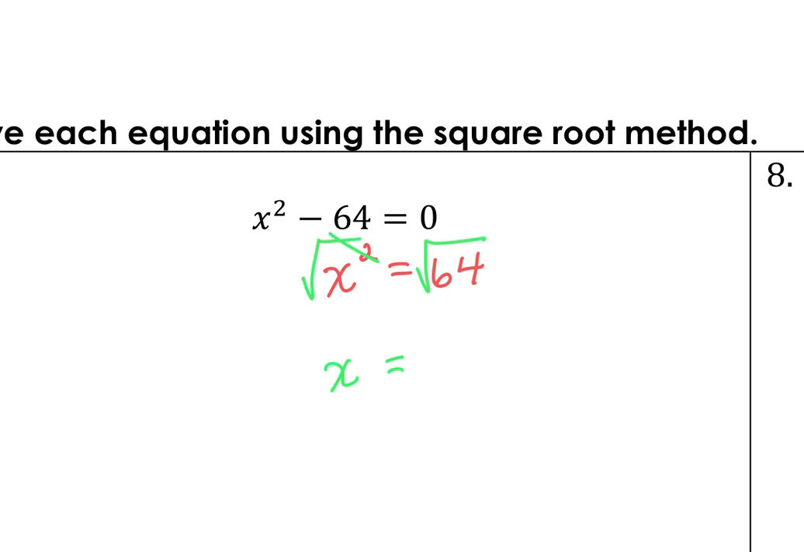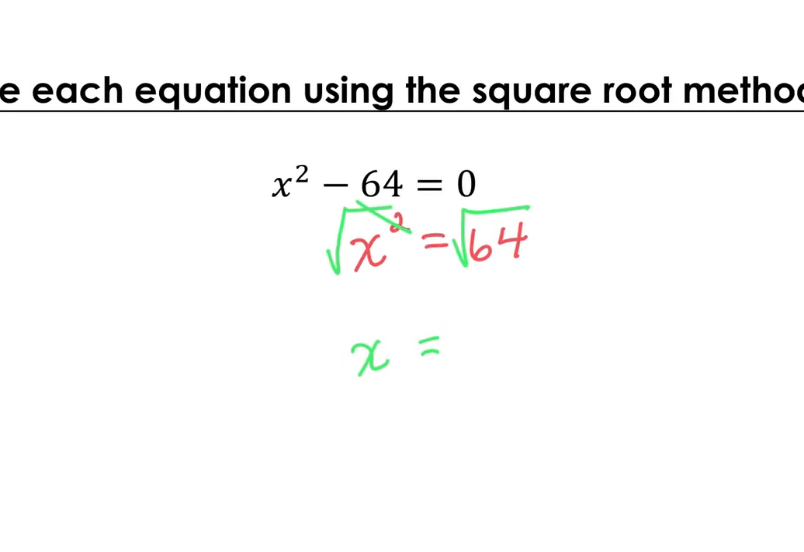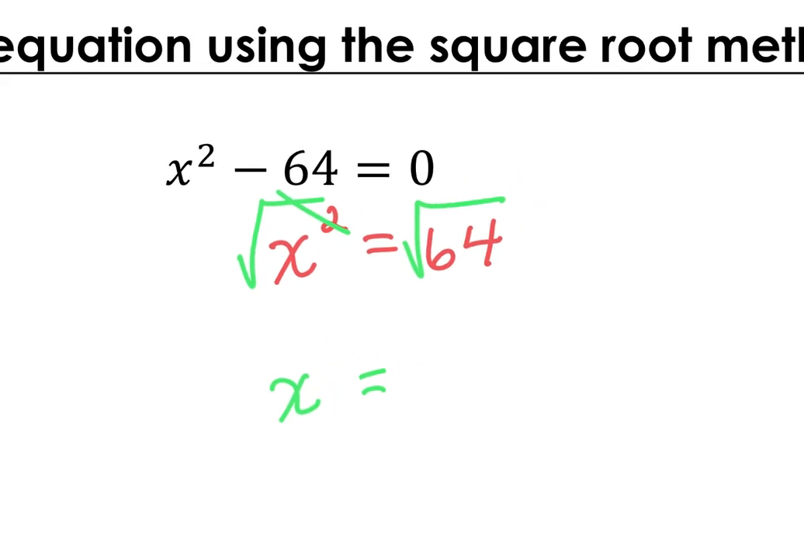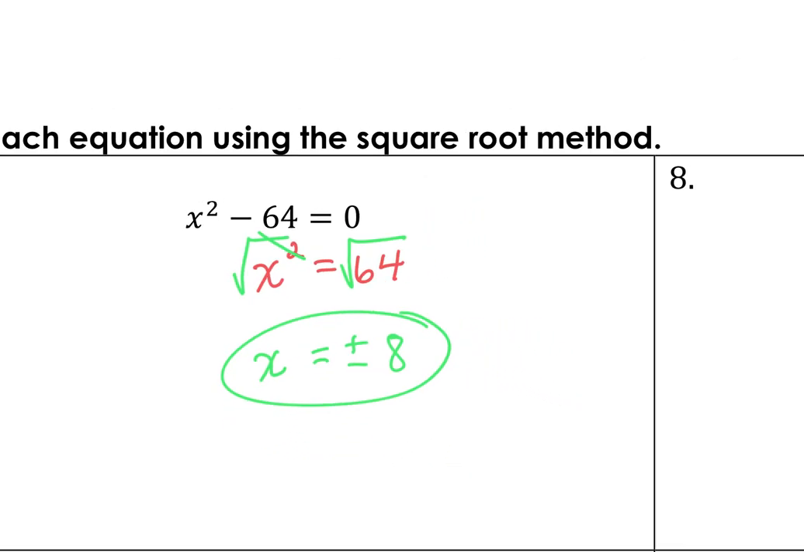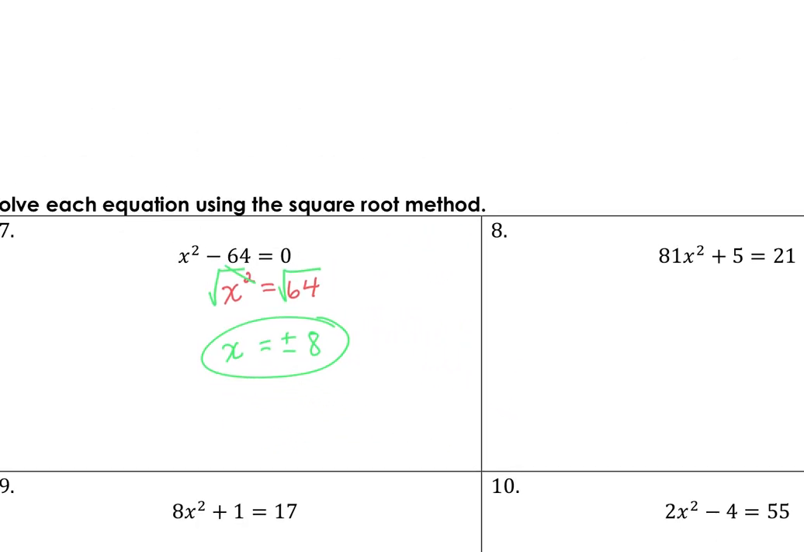In the case of number 7, 64 is a perfect square. What's the square root of 64? So the answer is x equals plus or minus 8. You have two answers, positive 8 and negative 8. All right.